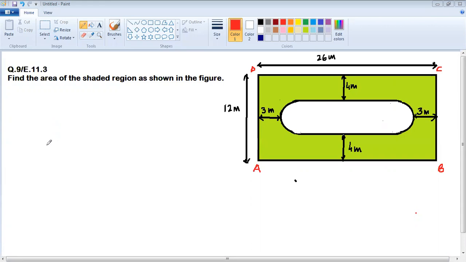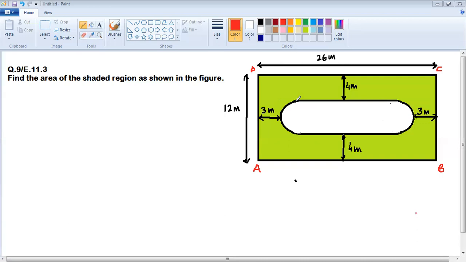Topic area related to circles. This is question number 9. In this question, a rectangle is given, that is ABCD. Though the figure is not explained, I am assuming that this is a rectangle, and the area which is given unshaded in between the figure can be divided into two parts.